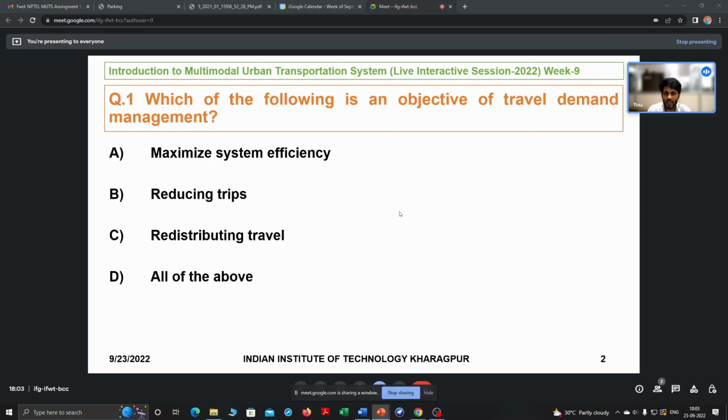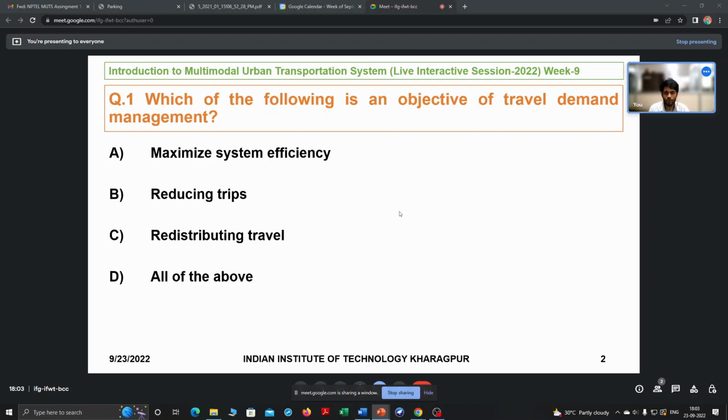Is it to maximize the system efficiency? That is, you will maximize or optimize your system efficiency on the road using travel demand management strategies, right? B is reducing trips. Is that the main objective of travel demand management strategies, or is it redistributing the travel demand? So which one is the correct option, or D, all of the above? All of these are actually travel demand management strategies.